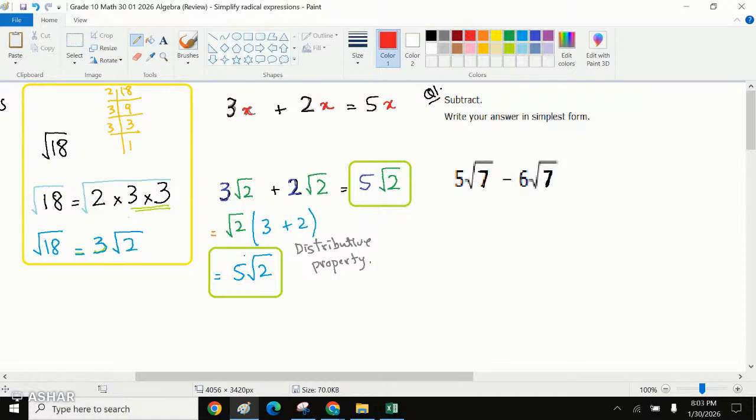So if we apply the distributive property, can we take radical 7 as a common? If we take radical 7 common, then what we can do is subtract the remaining numbers, right? That would be 5 minus 6. And we know that this is the distributive property.